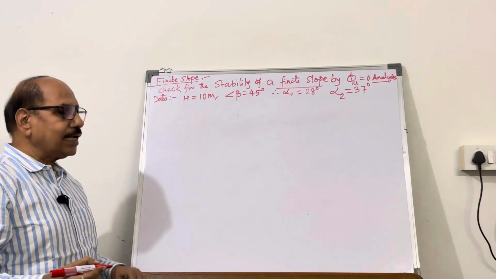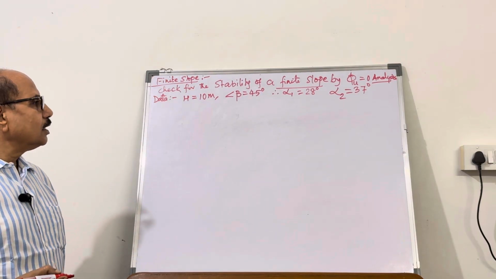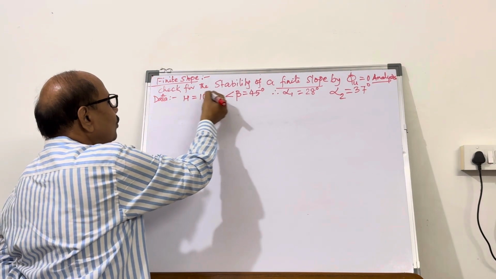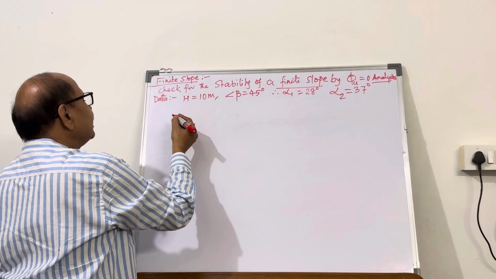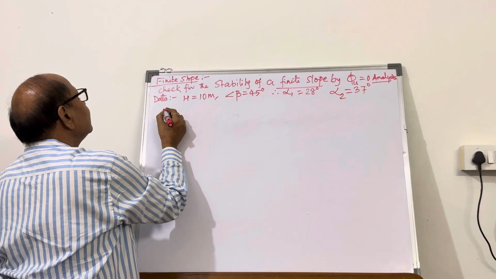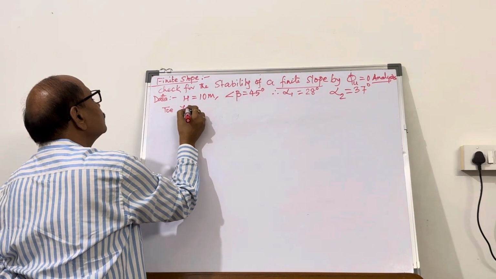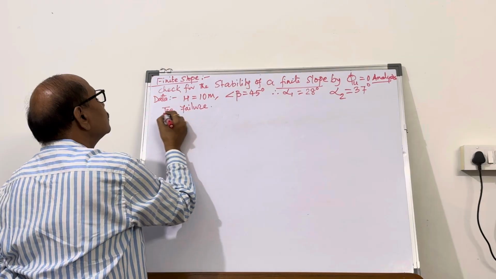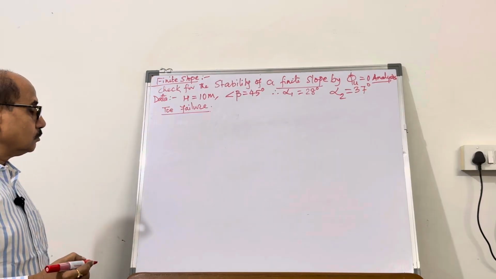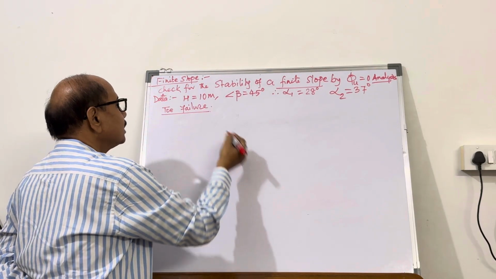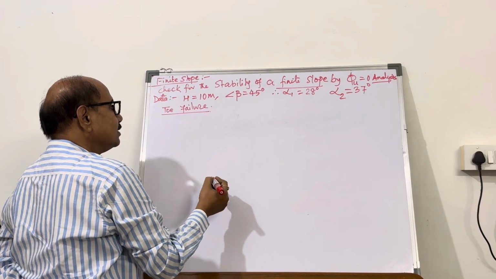So Frobenius directional angles are also known to you, and you have to check for the stability of a finite slope by phi u equal to 0 analysis, and the failure is toe failure. So how will you proceed? What we can do? The height is given, and the slope angle is 45 degree.